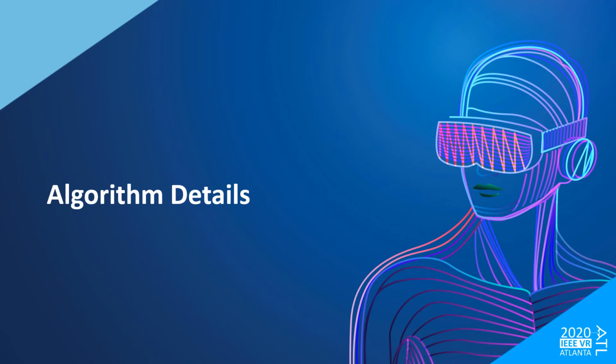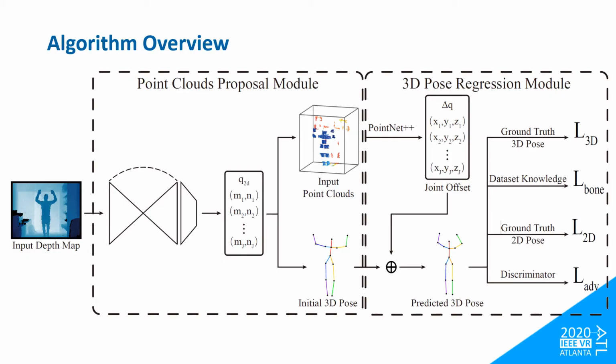Here is the third part. I will give the details of our algorithm. So here is an overview of our proposed method. As you can see, the network consists of two modules, the point clouds proposal module and the 3D pose regression module. The point clouds proposal module aims to sample the joint-related point clouds so that the computation cost is reduced and the background is removed. The 3D pose regression module aims to estimate the 3D human pose.